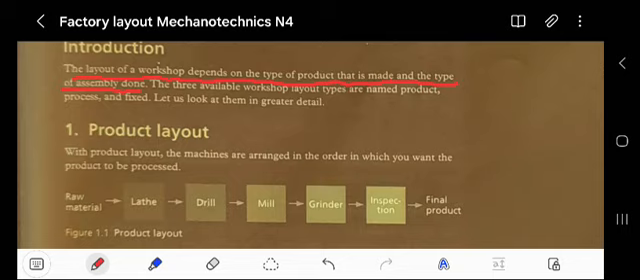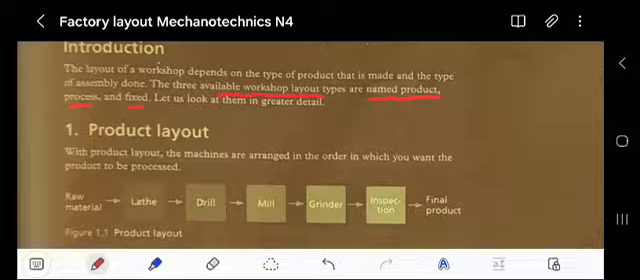For example, remember now we're under factory layout. If you have a factory, it depends. It might be a factory of sugar cane, or producing shoes, or processing gold, all those things, guys. And then there are three available workshop layout types, named here: product, process, and fixed.